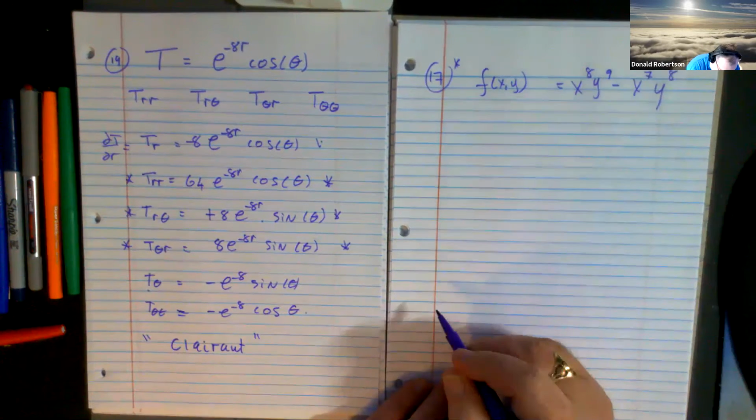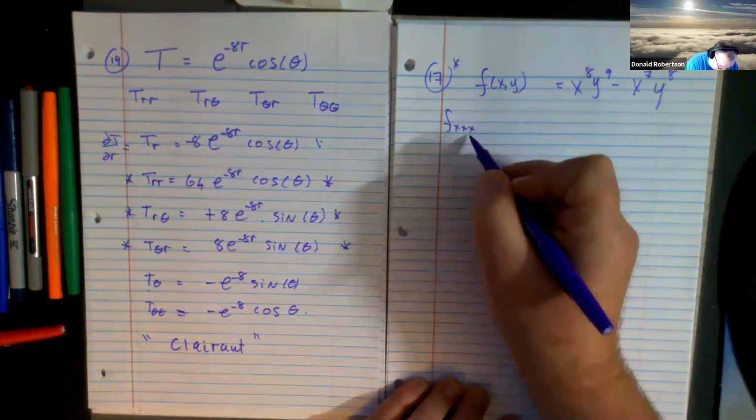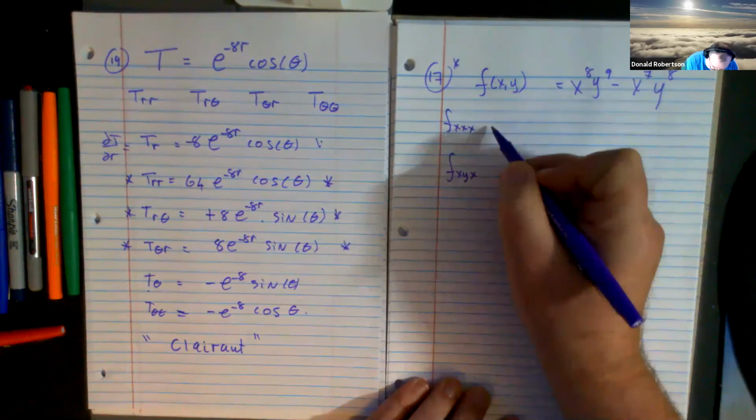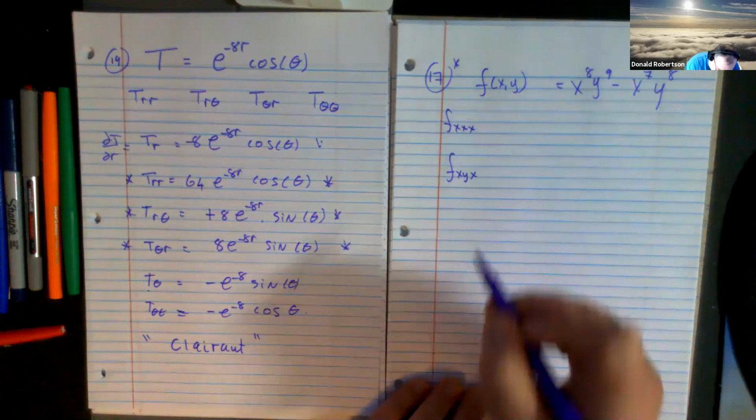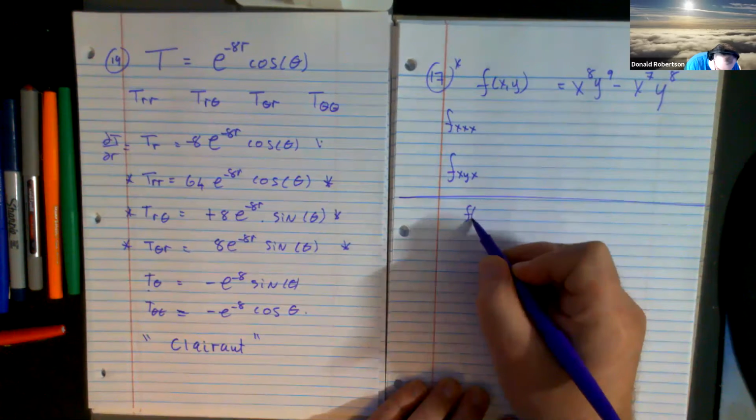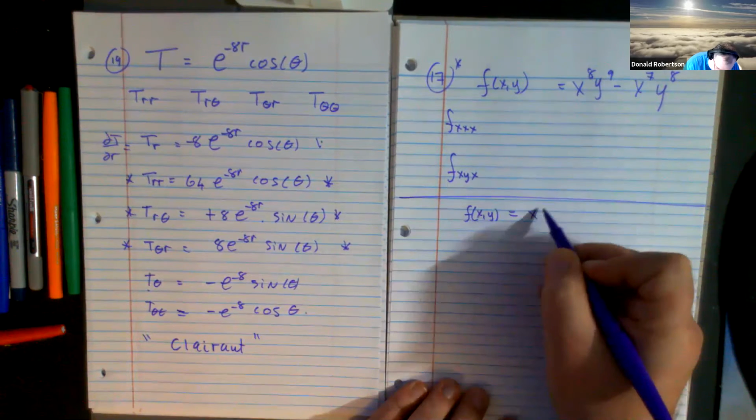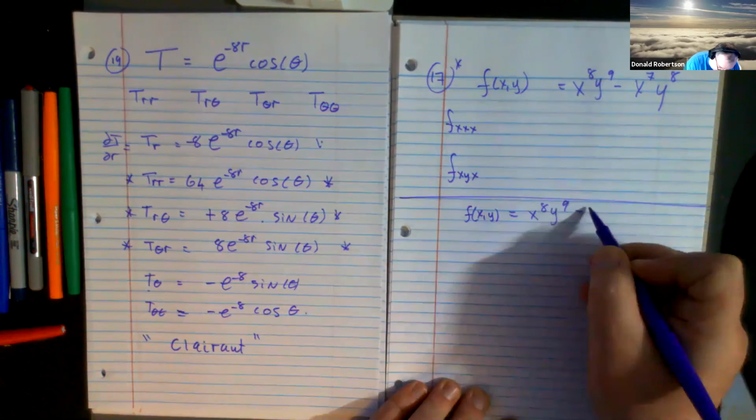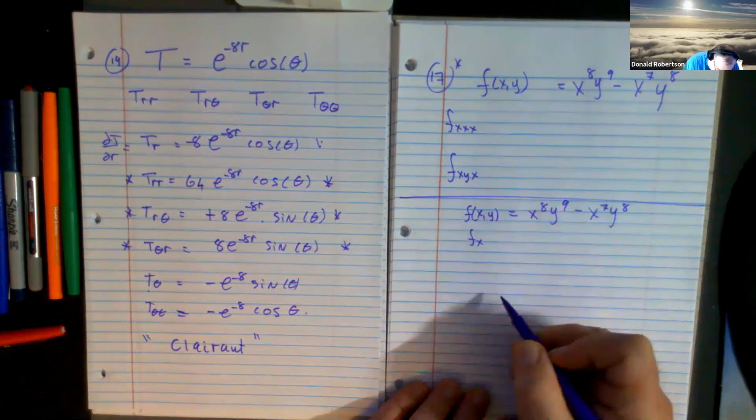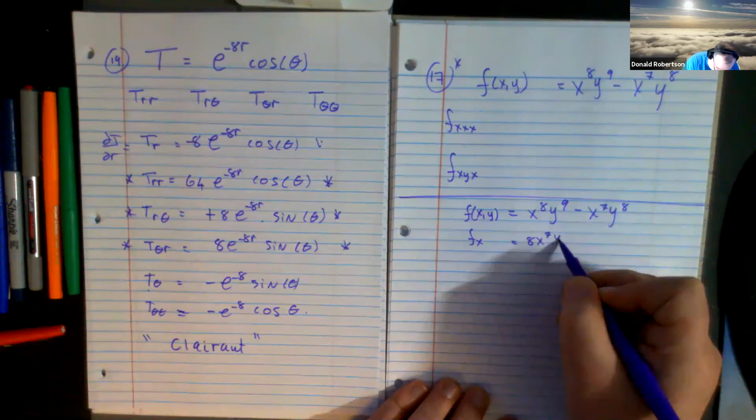And we're being asked to find this fella and this fella. Okay, so here's my function. The partial derivative with respect to x is basically a power rule, followed by another power rule.